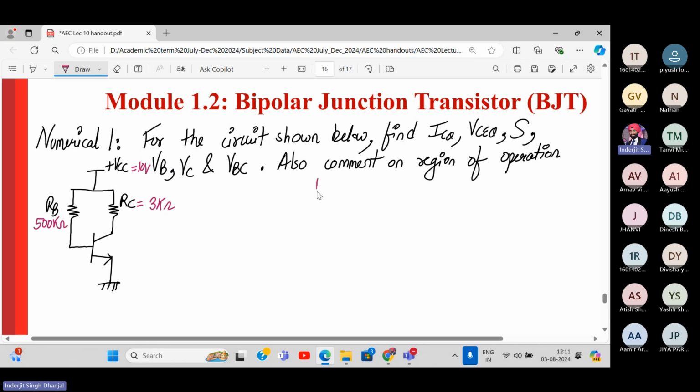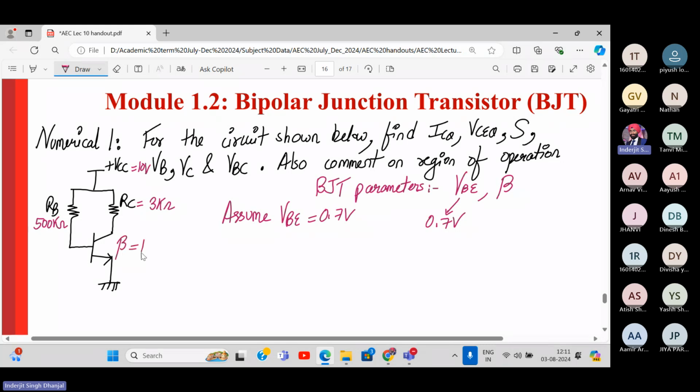Now for a BJT, the following parameters should be known to you: VBE and beta. Normally VBE is around 0.7. You can assume it if the data is not given, so VBE is 0.7. What about beta? Beta should be given. So beta for the circuit is 100. If beta is not given, you can ask for it, or you can assume the value to be 100. Okay. So these are the values given.